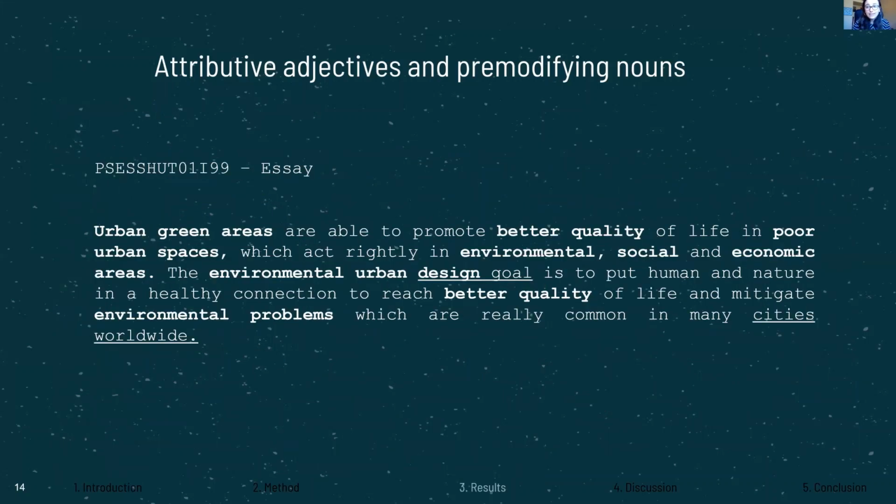And if we look at essays, so at different registers but the same feature, we actually see that the attributive adjectives are used in a different way. We have some evaluative, so better quality, but most of them relate to characterizing the noun. So we're giving more details about this area, so urban green areas, environmental urban design. So it's a different use of this feature across these registers.